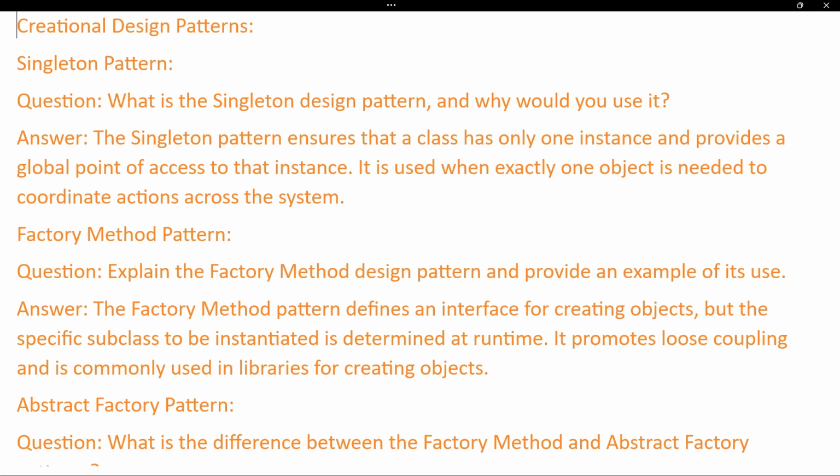So the interviewer may ask what is a singleton design pattern? Why would you use it? The singleton design pattern ensures that a class has only one instance and provides a global point of access to this instance. That is called singleton. It is used when exactly one object is needed to coordinate across the system. So we do not need to create another object for that. Only a single instance will be created for the particular object, and then we can use the same instance everywhere. That is called singleton design pattern.